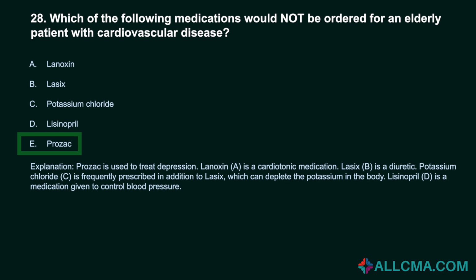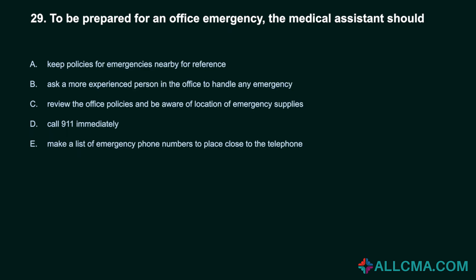Lanoxin (A) is a cardiotonic medication. Lasix (B) is a diuretic. Potassium chloride (C) is frequently prescribed in addition to Lasix, which can deplete the potassium in the body. Lisinopril (D) is a medication given to control blood pressure.